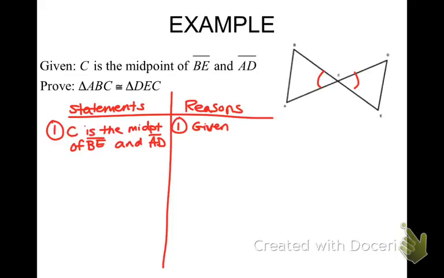Okay. What does it mean if C is the midpoint of BE? If the point's the midpoint, then it creates, perfect. BC and EC are congruent. If C is the midpoint of AD, then we would get the same thing over there. So AC and DC. So now we got to get that into an actual proof.